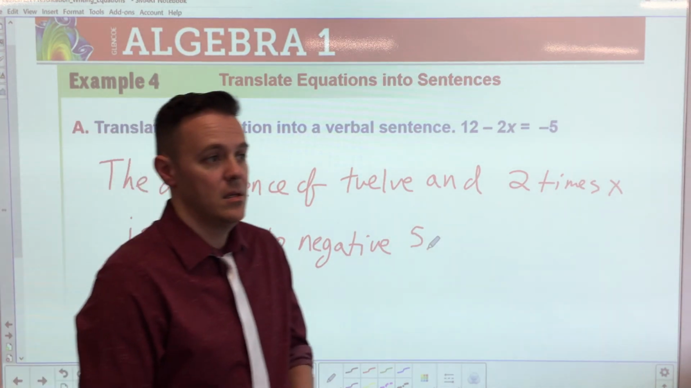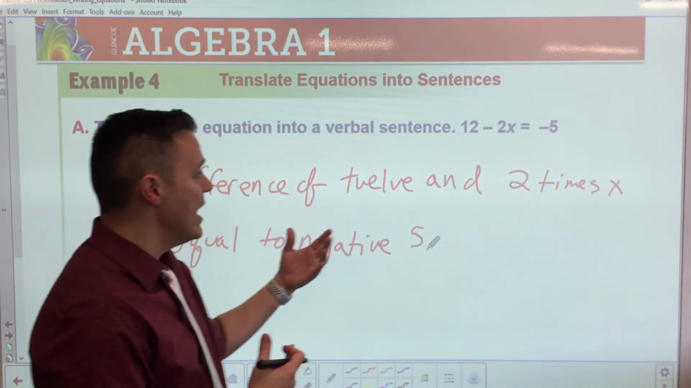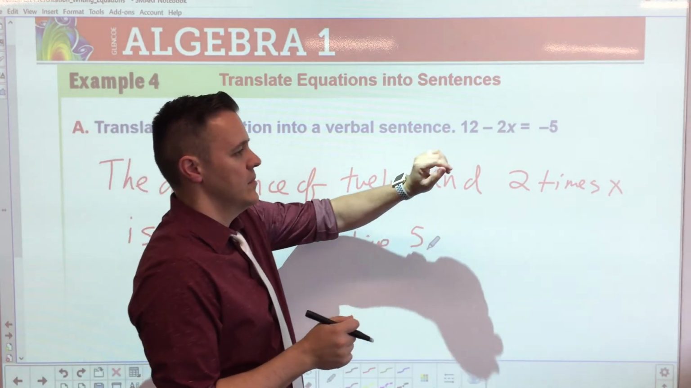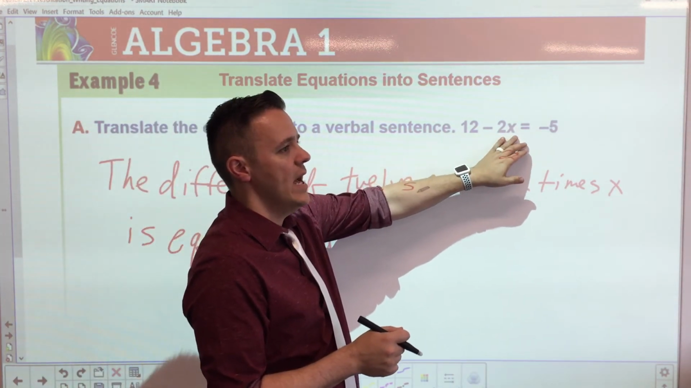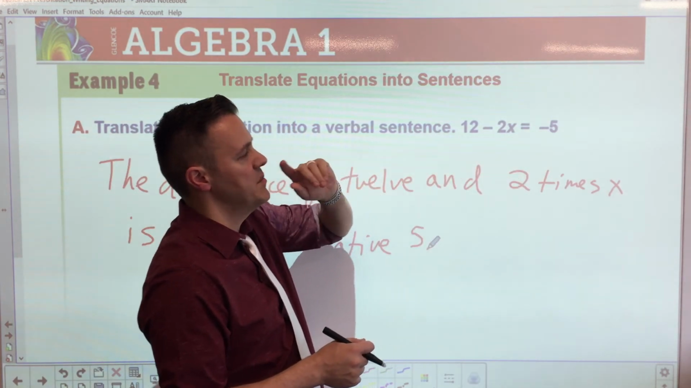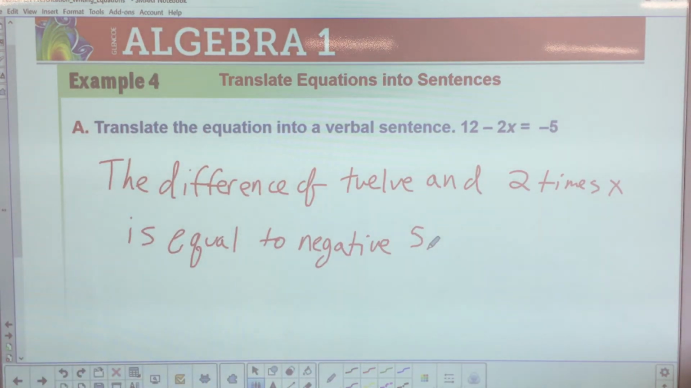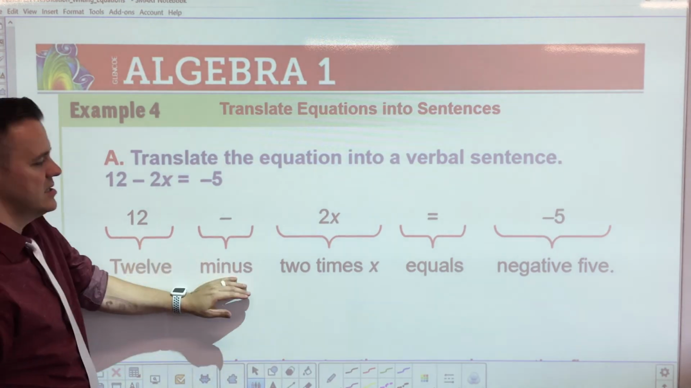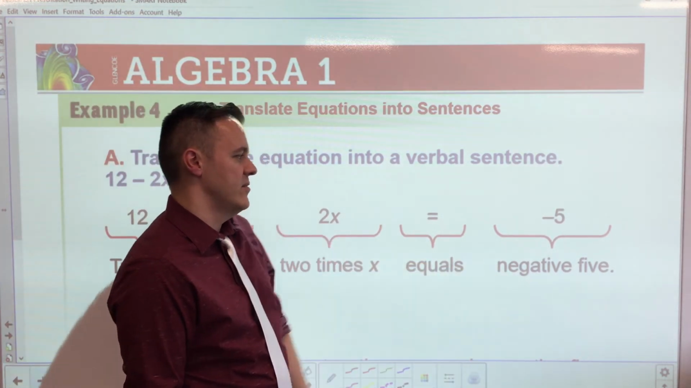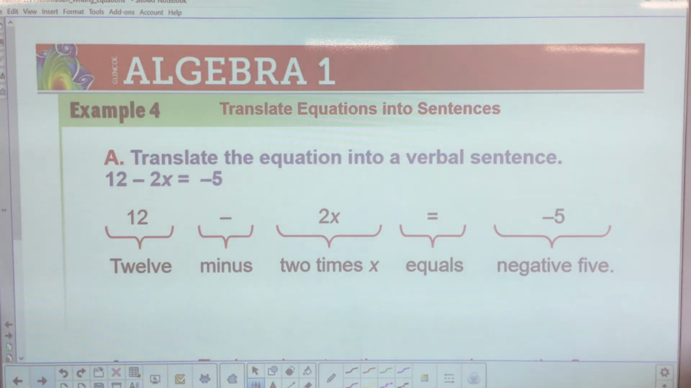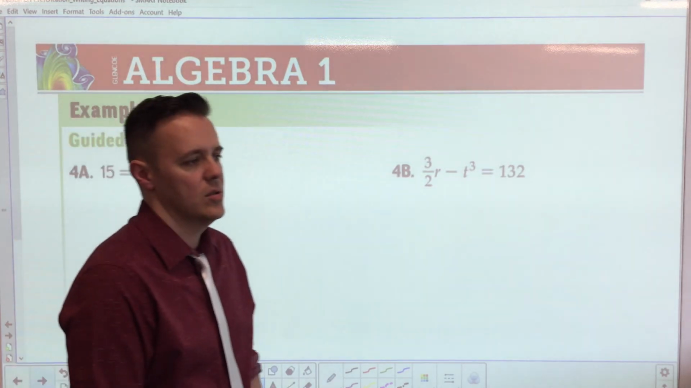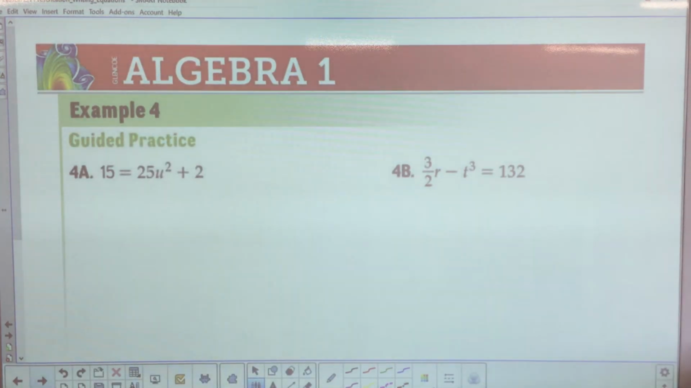Can you write it differently? Yes, you can. All right? If you find another way you want to do it. So, for example, 12 minus 2 times x equals -5. Okay? I put the difference. They just put minus. You can do either one. Guided practice, ladies and gentlemen, your turn. Okay? Think about this one in particular, how you would actually write that out.